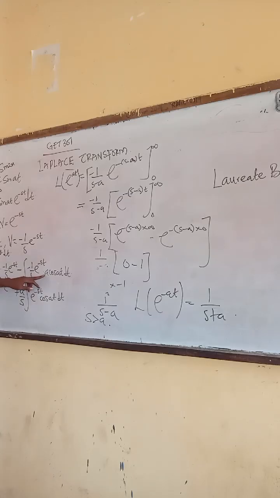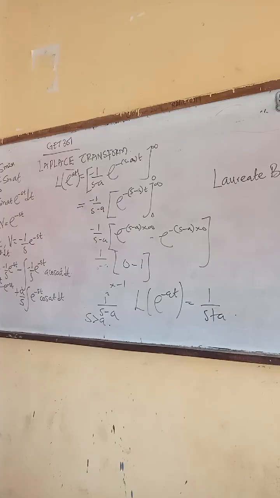This a that you are seeing is like maybe 2, and this s that you are seeing is like maybe 4. So they are like constants. Just take them out. So from this place, I'm going to integrate this again. This one has a particular trick, but it's not something you can't understand. The trick is this.